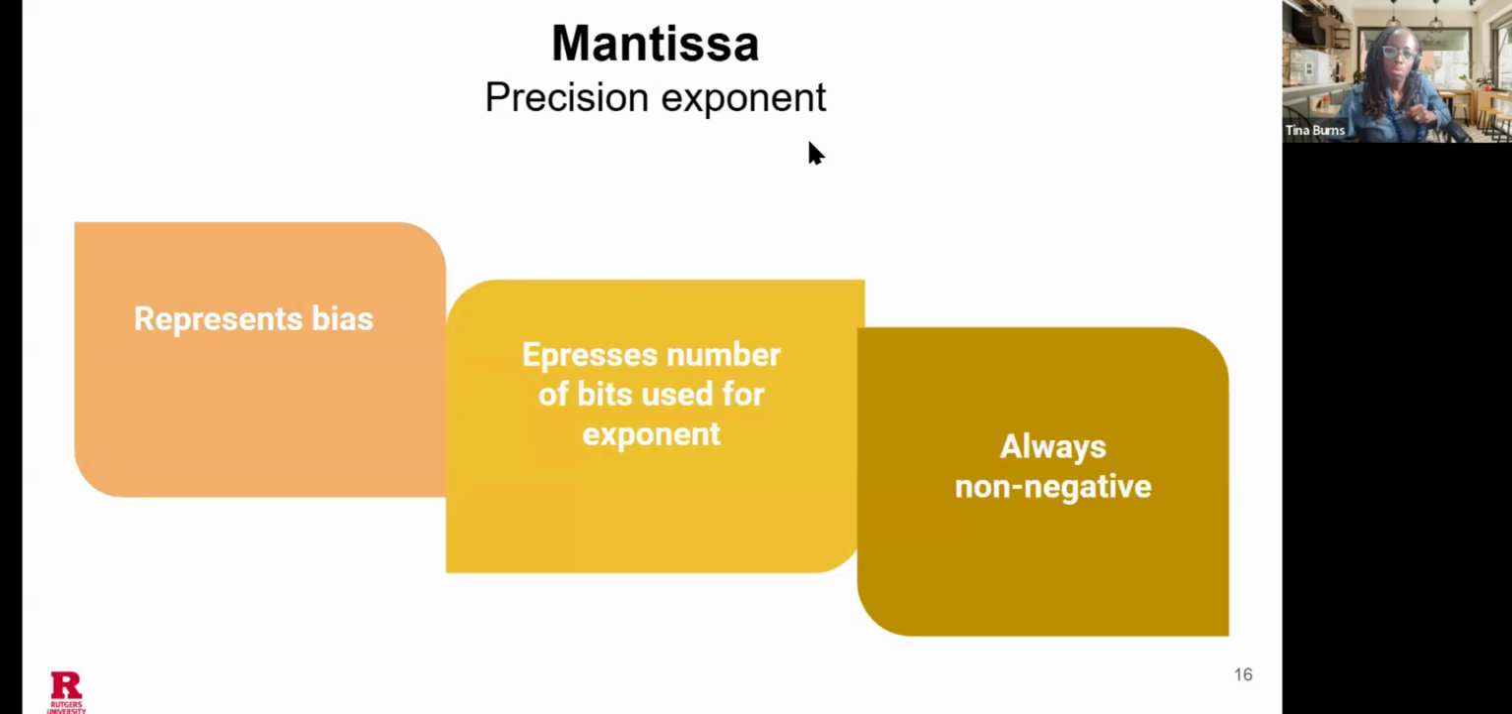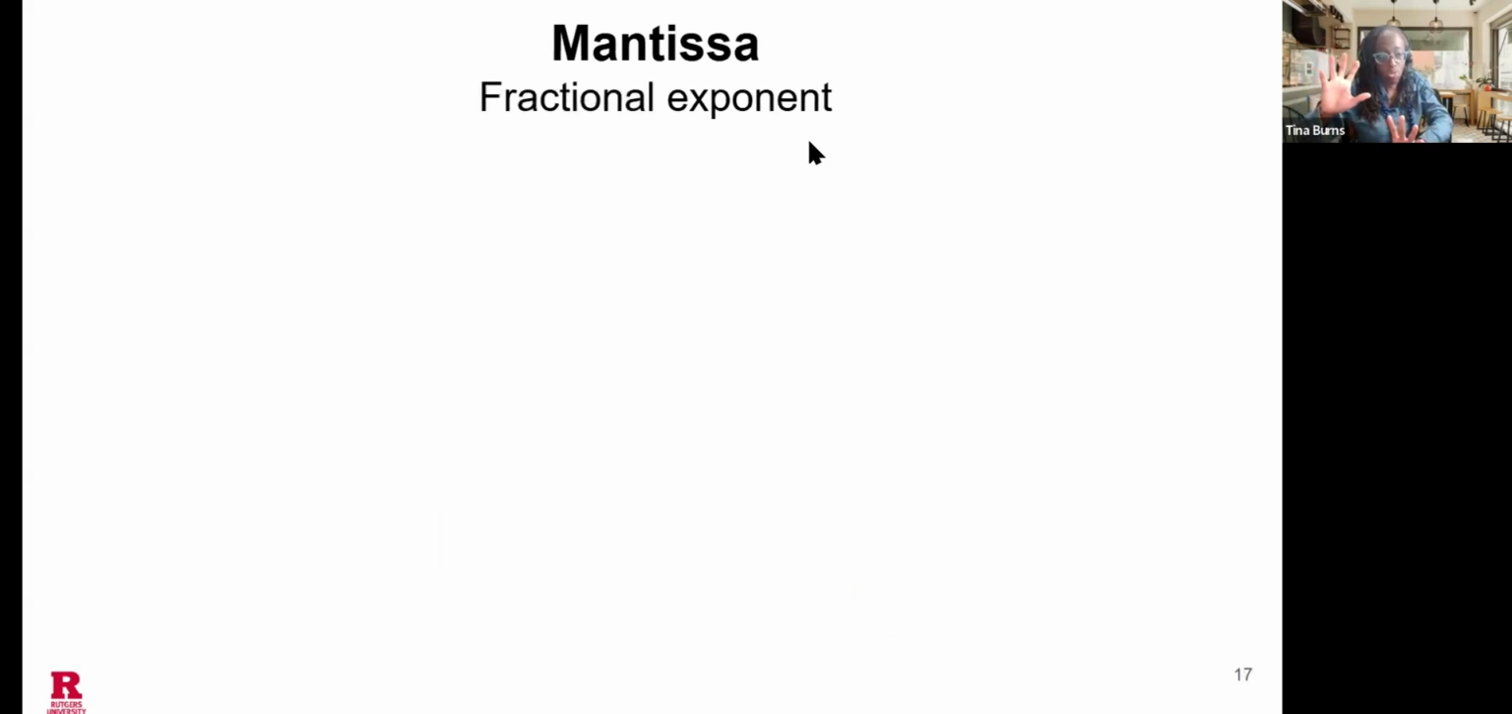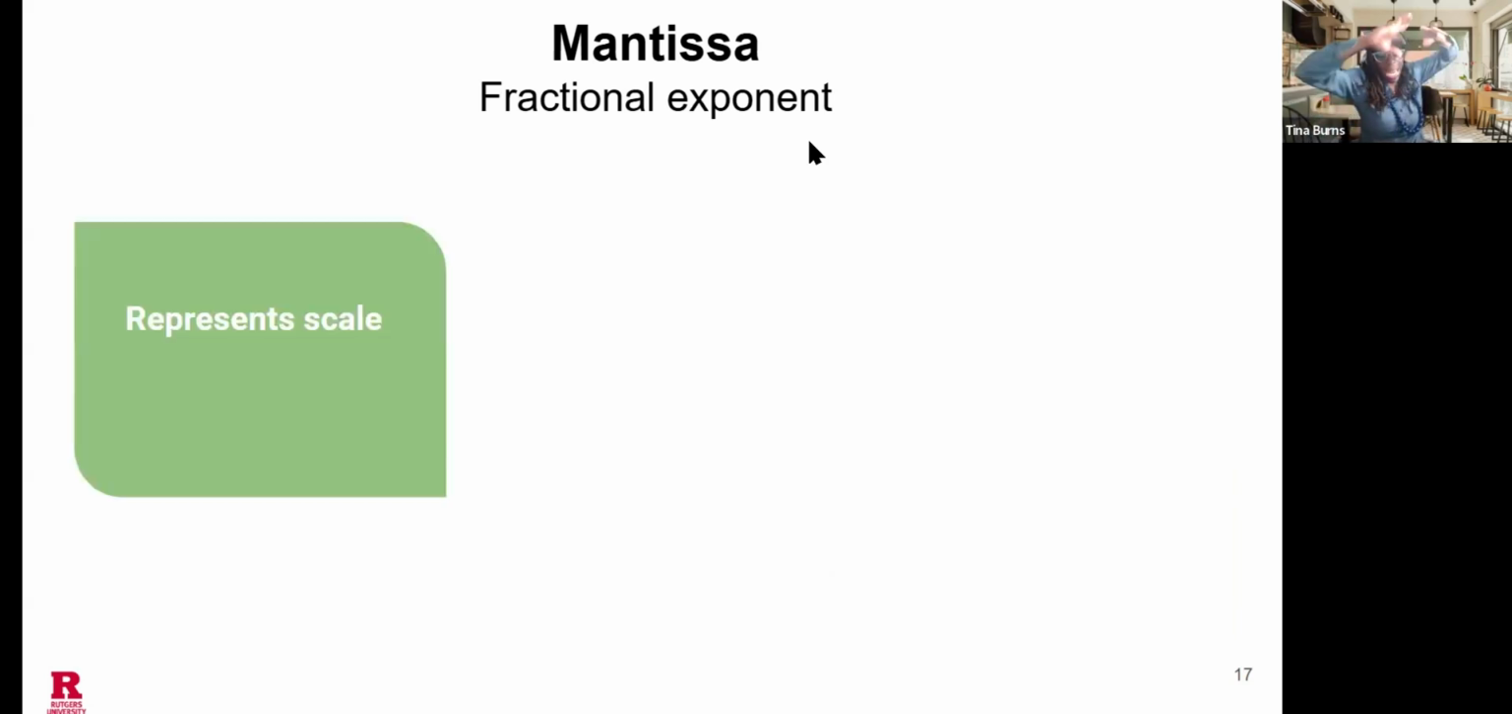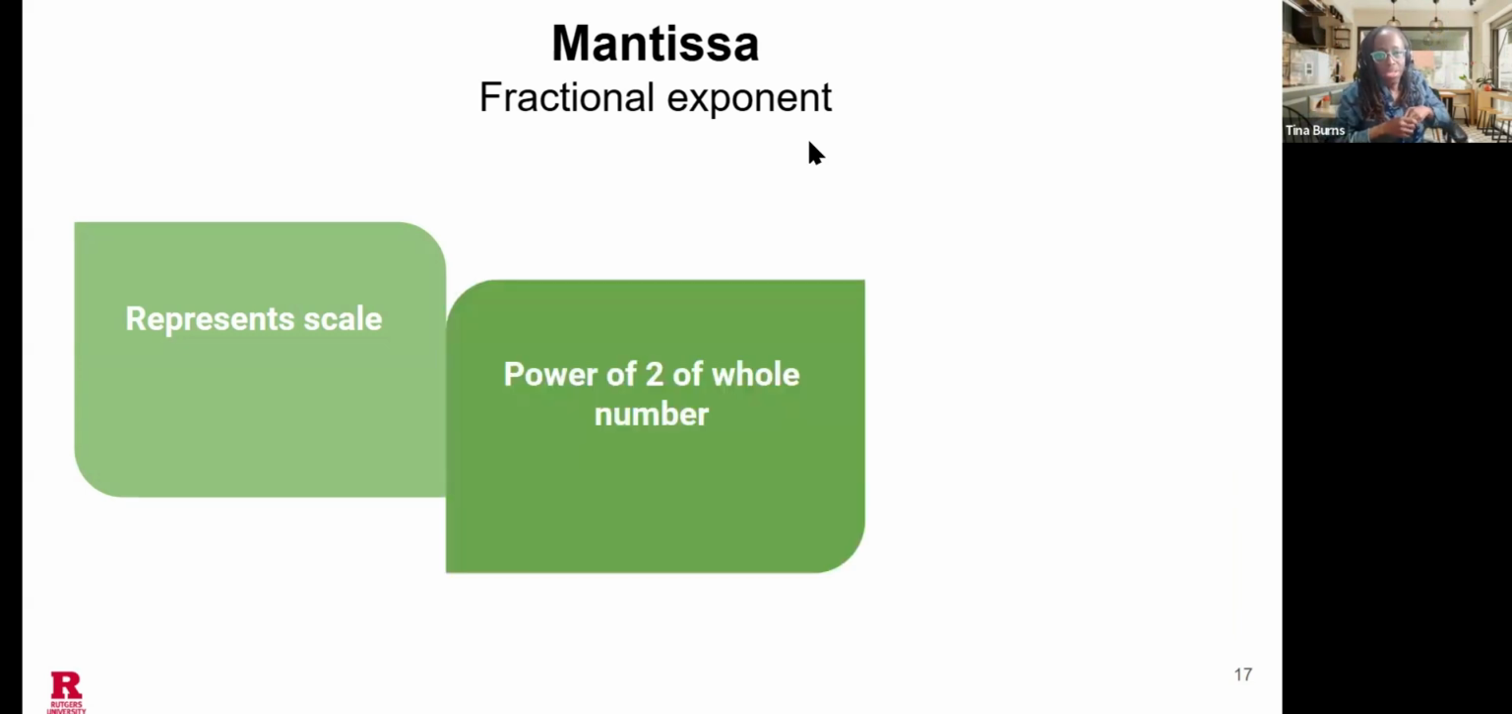So just to step back a little bit, there are two values that you use with your mantissa, and you'll see this as we're doing the calculations: this precision exponent, and then also the fractional exponent. You will see this in probably the next slide. Your fractional exponent is going to represent the scale of it. How big is it? And it's always going to be the power of 2 of the whole number.